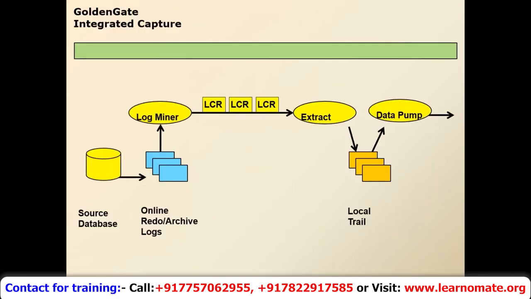But in the case of integrated capture, the task of whatever filtration needs to be done will be done by log miner. Because log miner is internal to the database, it is much faster, and those 2 transactions which are needed by the extract process will be passed on by the log miner process in the form of LCR to the integrated capture. Okay, so integrated capture is much faster.